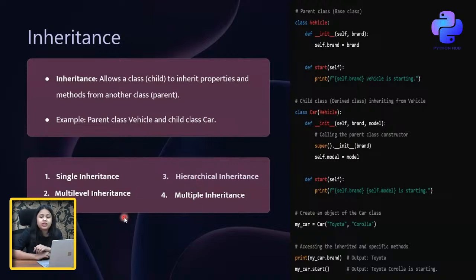There's one more type, which is hybrid inheritance. It is nothing but a combination. I have not mentioned it over here, but it is a combination of more than one type of inheritance, like combining single and multiple inheritance and that kind.